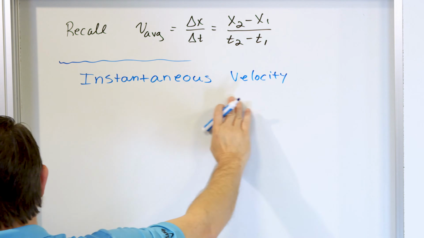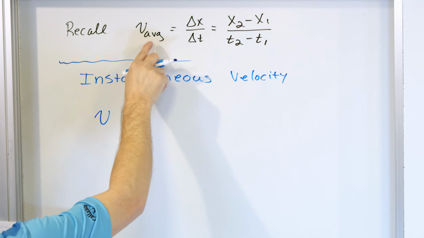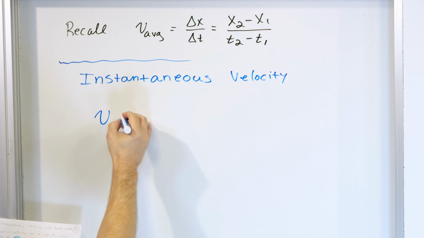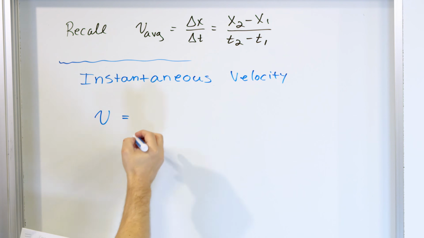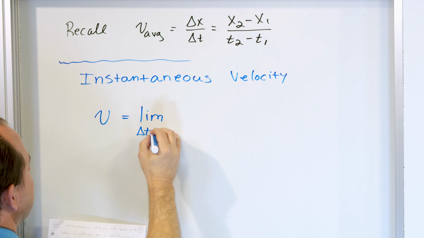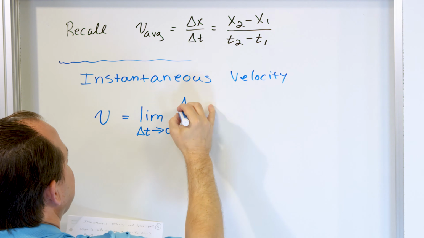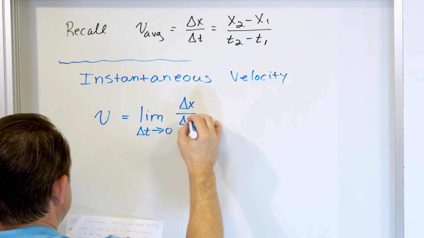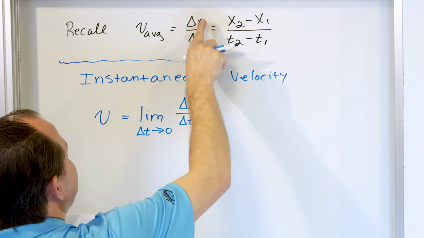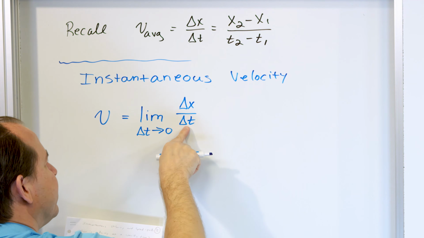Now, what the instantaneous velocity is mathematically is v. Notice we don't put average anymore because this is not an average. And it's the velocity is equal to, we'll talk about this in a minute, it's the limit as delta t approaches 0. This means delta t approaches 0. And it's delta x divided by delta t. Notice it's the same exact equation, delta x over delta t. The only thing we've added is that now we take the limit as delta t goes to 0.